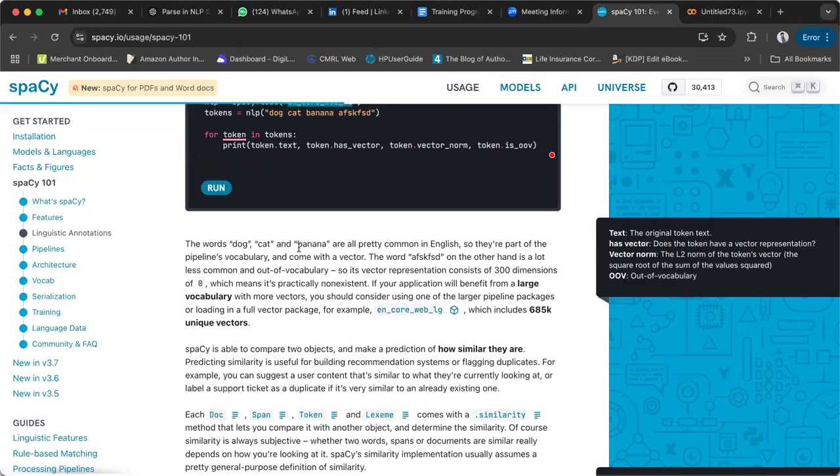The words dog, cat, and banana are all pretty common in English, so they are part of the pipeline's vocabulary and come with a vector. The next word is a weird word, and we just typed it. On the other hand, it is a lot less common and out of vocabulary, so its vector representation consists of 300 dimensions of zero, which means it's practically non-existent. So if your application will benefit from a large vocabulary with more vectors, you should consider using one of the larger pipeline packages. Okay, so what are they trying to say?